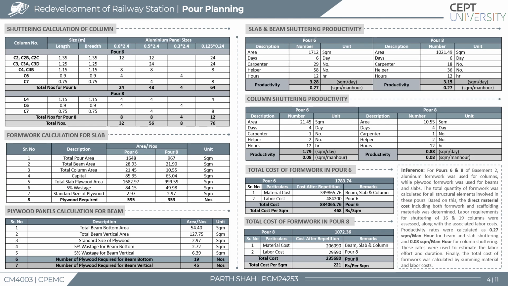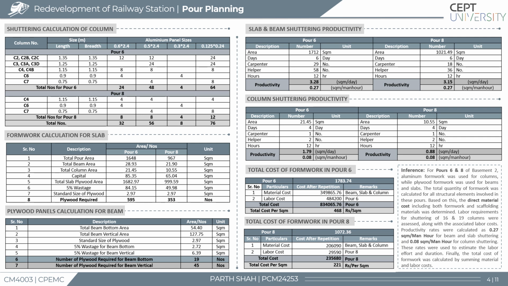For formwork planning of pour 6 and 8, as I mentioned earlier, aluminum formwork was being used for columns and plywood formwork was being used for beam and slabs. From this analysis, approximately 64 plywood panels, each measuring 1.22 meters by 2.44 meters, were calculated to be required for beam shuttering based on the total beam surface area.